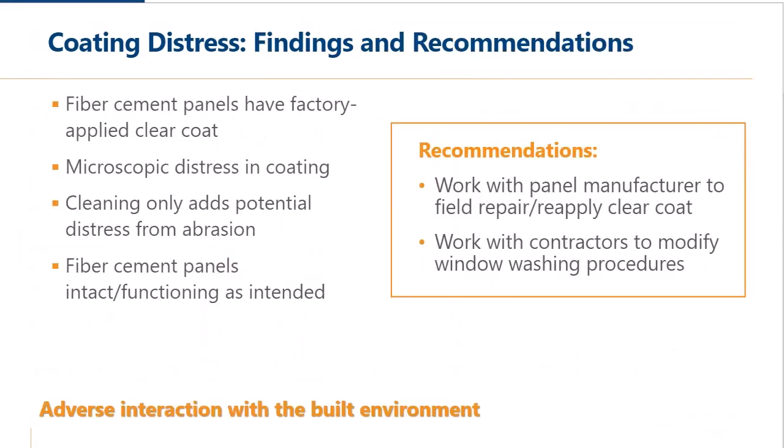So what we know, first of all, is that the fiber cement panels had a factory-applied clear coat. Now, nobody at the beginning of this project knew this. The architect and the building owners weren't aware that these were coated panels. They were expecting just plain fiber cement panels. The distress is related to microscopic alteration of the coating itself through physical means.